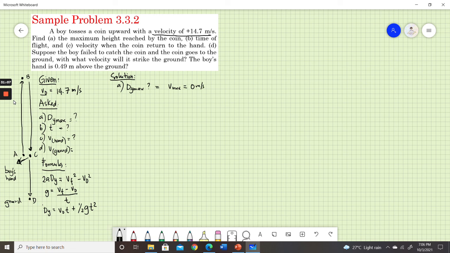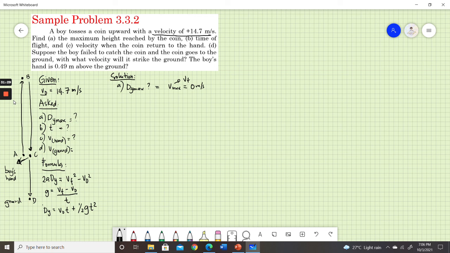We know that because when it reached the maximum height, it cannot go up anymore because it stopped moving. Therefore, the velocity at the maximum height is 0. We can treat this as our final velocity. So now we have our initial velocity and we have our final velocity.